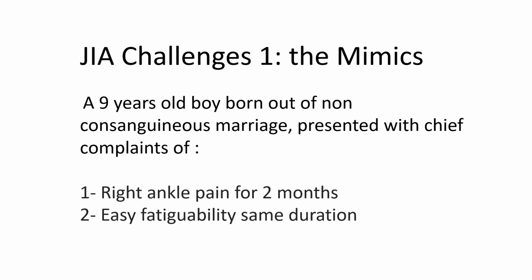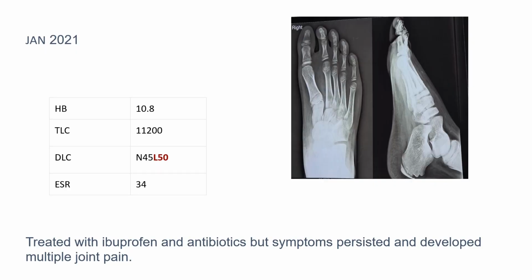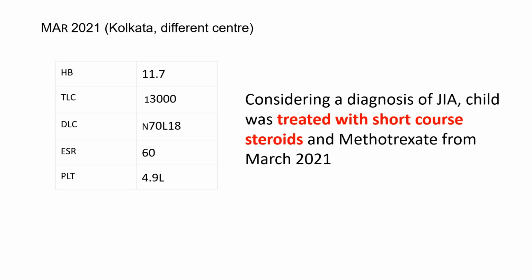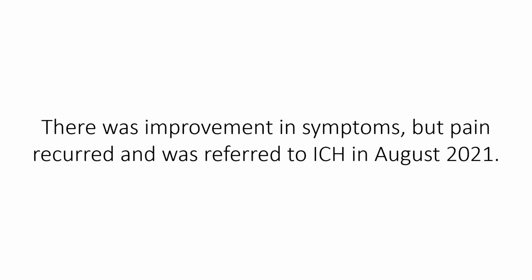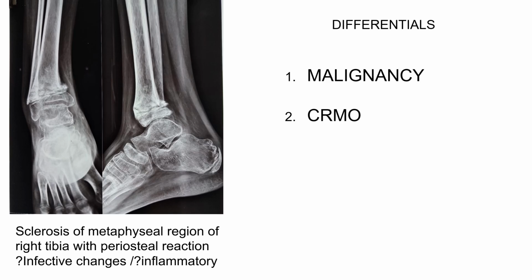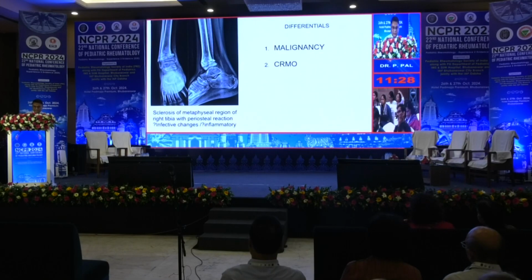This is a 9-year-old child who presented with pain in the right ankle for 2 months. You can see the initial investigations. I would like to point out the lymphocytes were on the higher side, if you look at the differential. The child came to Kolkata to a different center, was diagnosed as JIA, received a short course of steroids and methotrexate, not responding. Finally, in August 2021, landed in our center. These are the investigations, nothing very significant, but the X-ray showed there was a metaphyseal region, there was a periosteal reaction. So we were thinking along the lines of a malignancy or a non-infective osteomyelitis, a CRMO.